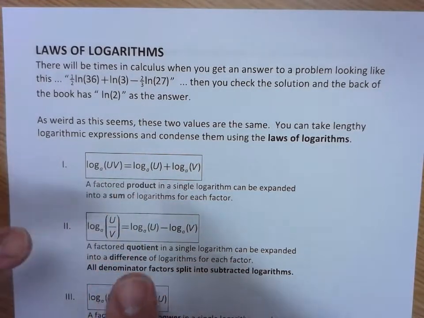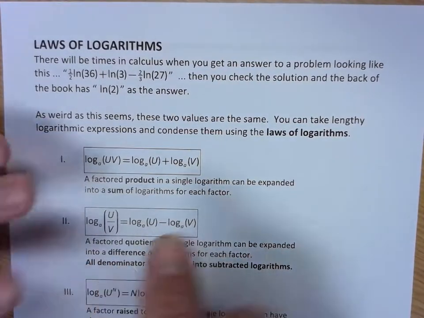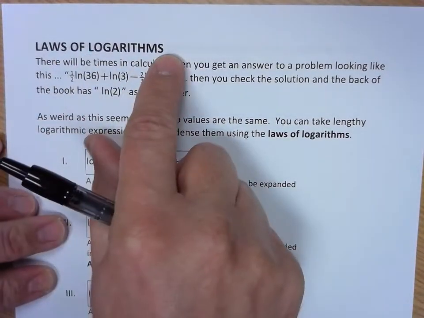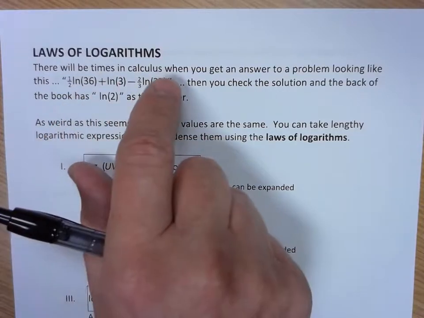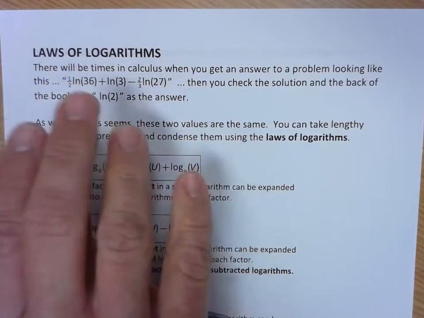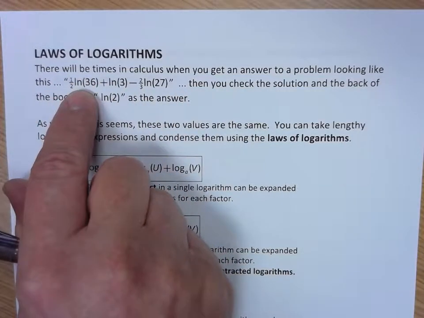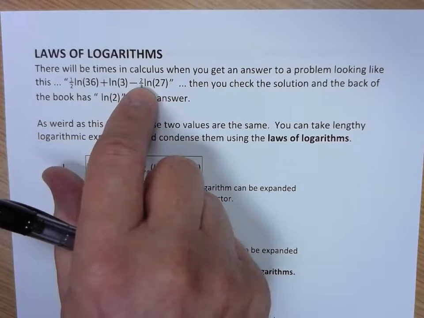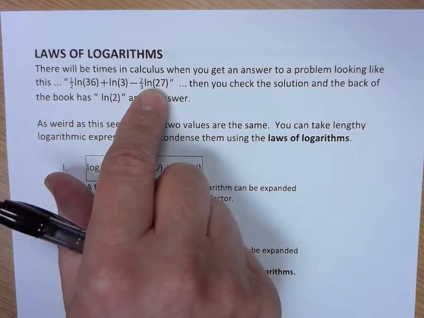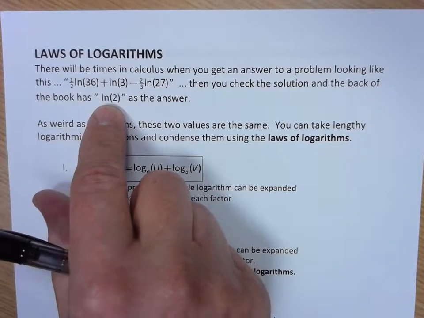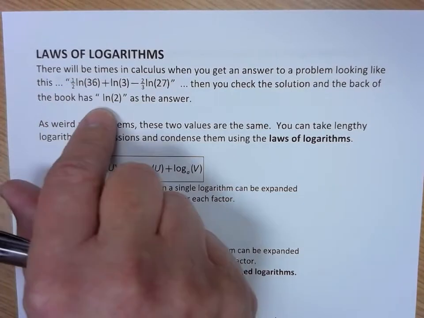Logarithms have some pretty amazing properties. The three properties I'm going to show you today are so important that they're referred to as the laws of logarithms. They come up frequently in calculus: you'll do a problem from beginning to end and think you get the right answer, and then you state the answer is this: 1/2 natural log 36 plus natural log 3 minus 2/3 natural log 27. Then when you flip to the solution in the back of the book, it says that natural log 2 is the answer. As weird and as different as these two numbers look, these are exactly the same value.